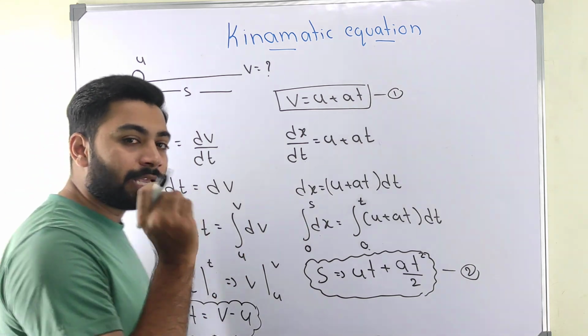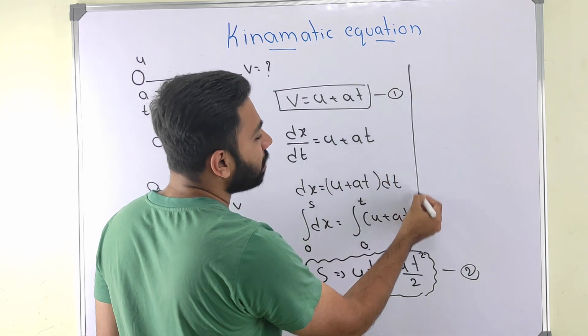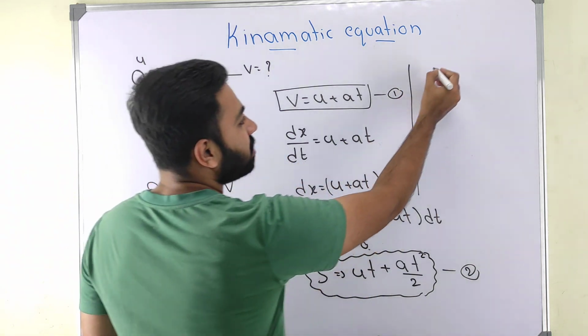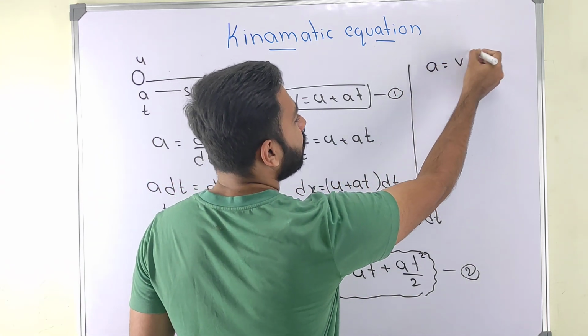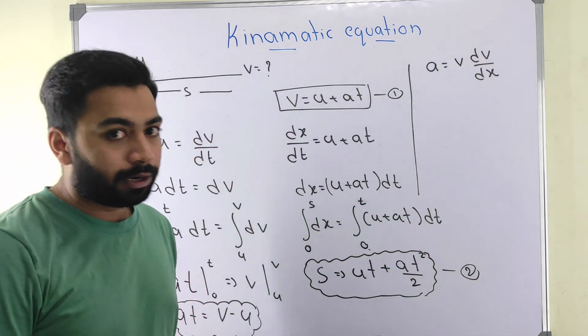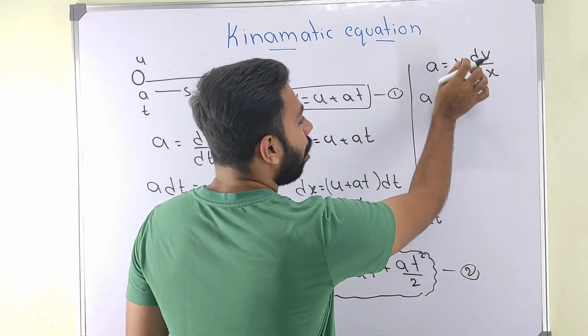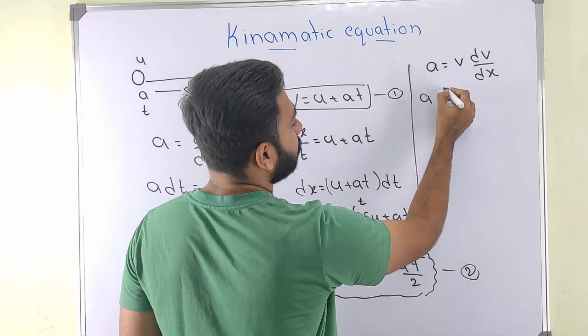Now one more is there. If you focus, it is like this. We know acceleration is equal to velocity into dv by dx. I can write it like this, a dx equals v dv, or else I will write it like this.